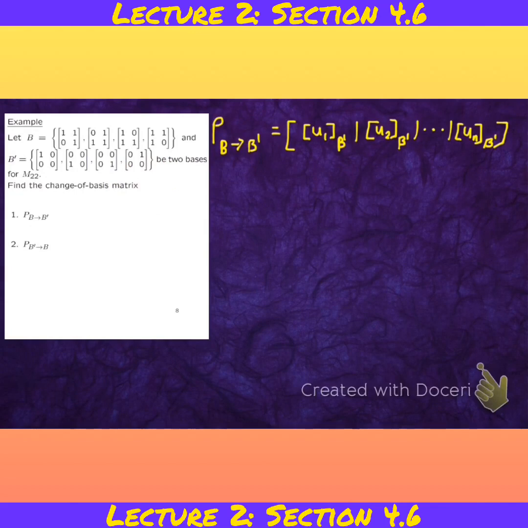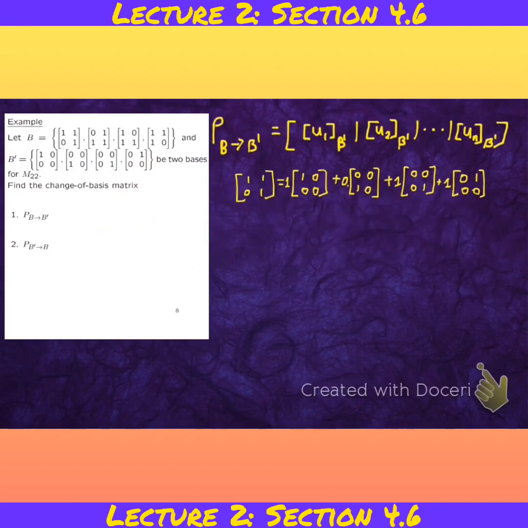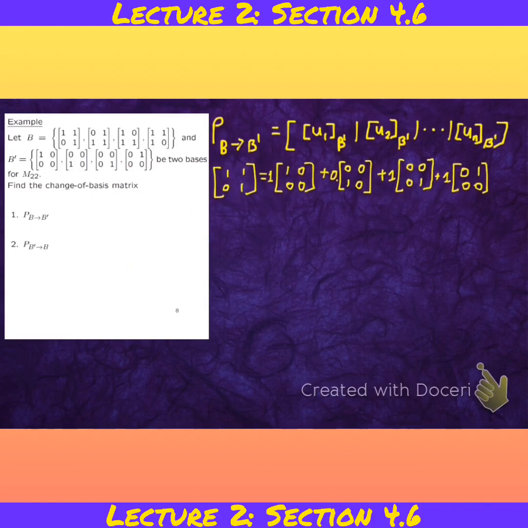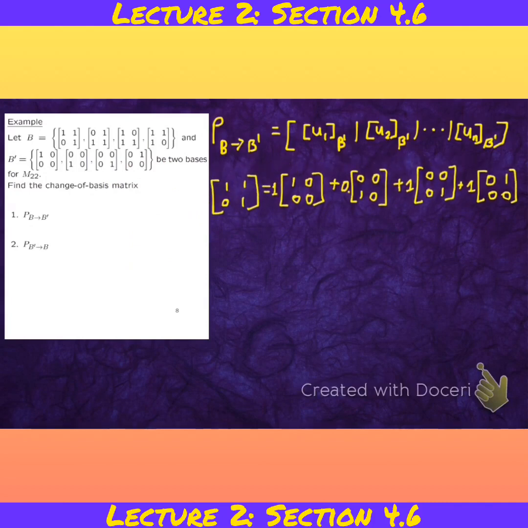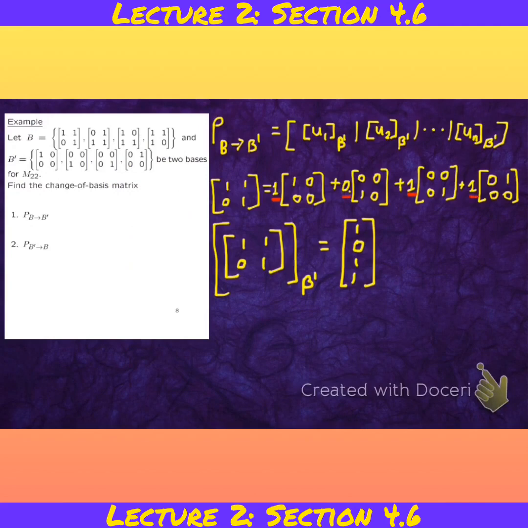Okay, so we take our first vector. There's our first vector, and we go and write it as a linear combination of the vectors in B prime. Okay, and that is my linear combination. So therefore my first column of my matrix becomes that matrix there. There's my first column vector. And again, how do I find that? I read off those values there, 1, 0, 1, 1.